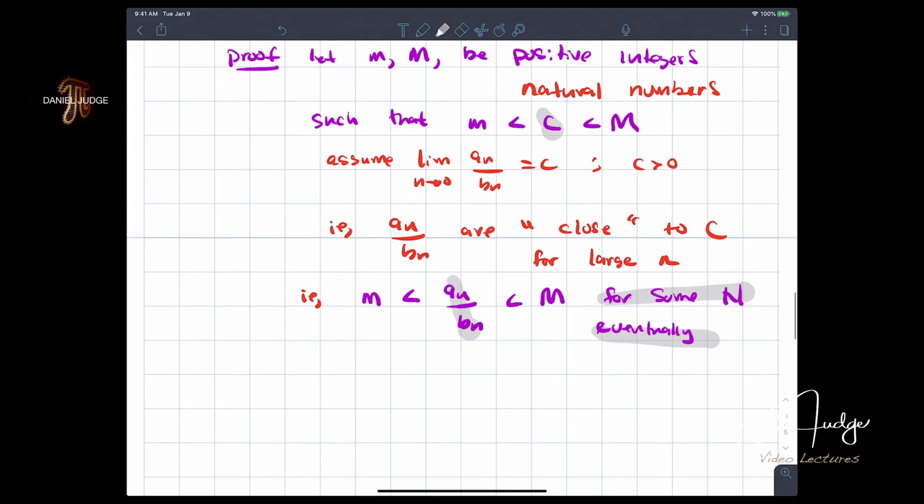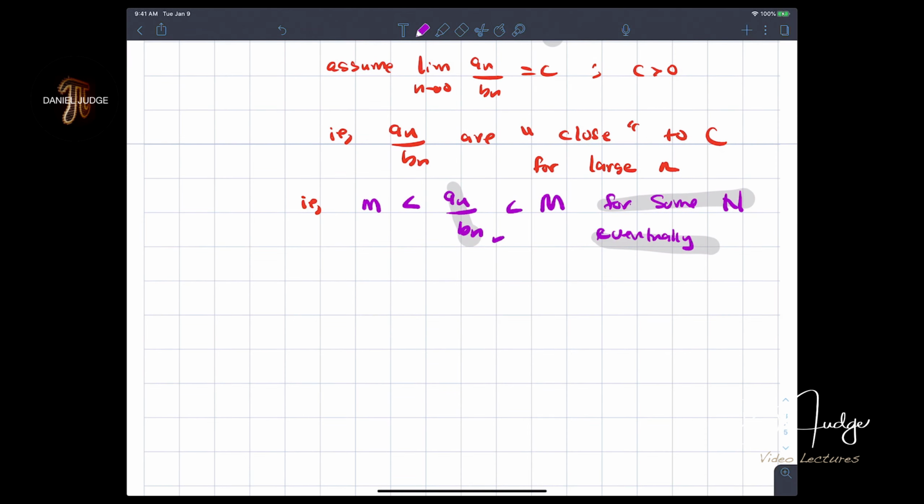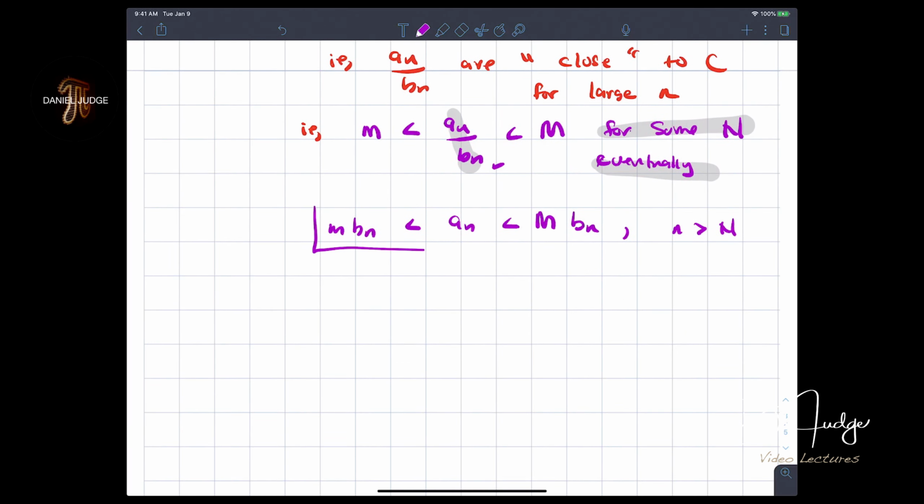Now, since we have positive terms again, we just use some algebra, meaning we get to multiply b_n, the bottom series here, to all three terms. And you say, well, what does that give you? Well, it gives you m b_n less than a_n less than big M b_n. We multiply, just using some algebra. And that happens again for, we'll say, some natural number bigger than N, eventually, so it'll be formal. And now take a look at what this is. This is going to be the key.